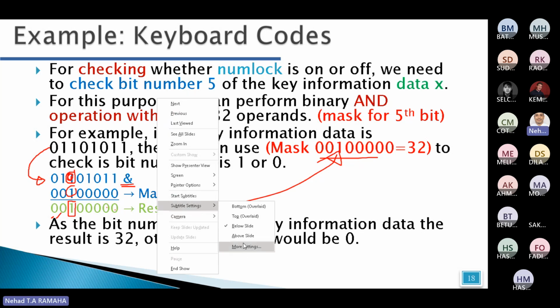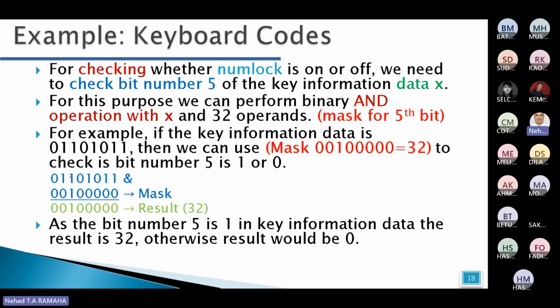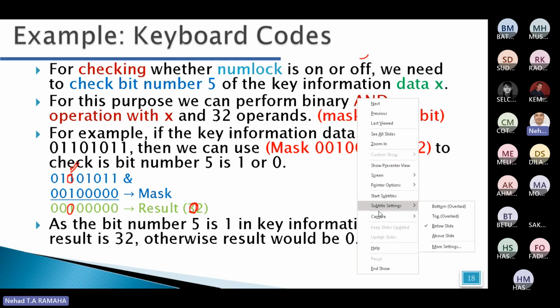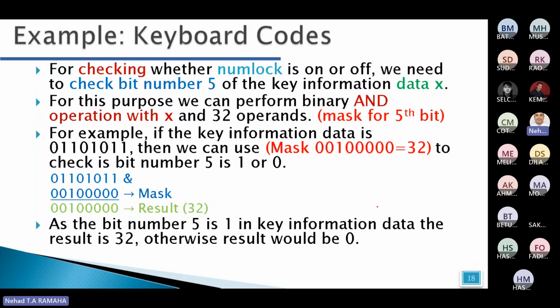If this one was 0 like this. So when you make AND with the mask, this one will become 0, so the result is 0. When the result is 0, we know that the original or the corresponding digit was 0, so the numlock was off. So like this, we check a specific digit if it's 0 or 1 by making masks that are all 0 except that digit.